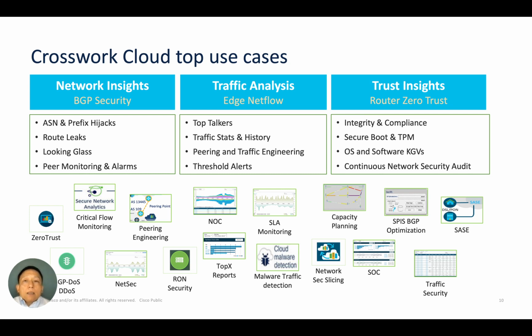Okay, and then the second solution inside Crosswork Cloud, traffic analysis. This is edge netflow. The top use case is top talkers. Top talkers based on ASN, based on prefixes, based on devices, and also interfaces. We keep track of logs of up to 90 days. We display up to 7 days of history and statistics, the P95s, the average ratio, transmit, receive, all that information. And of course, peering prospecting, traffic engineering, even setting up threshold alerts.